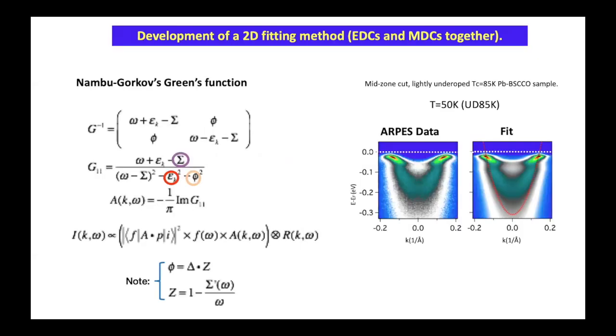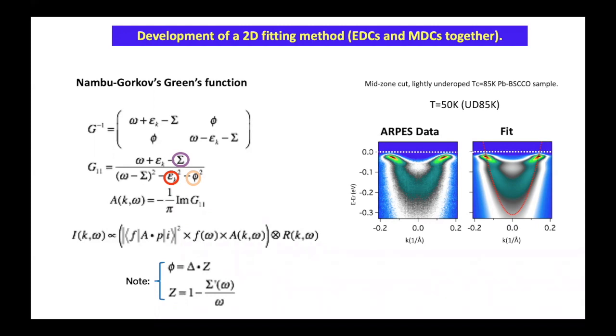Okay, so here's ARPES data. I'll show you more details where this comes from, but this is in the superconducting state on a Tc 85 sample, somewhere in the mid zone. This is the superconducting gap here, and this color scale stuff is the fit to this data. Okay, what goes into the fit? Well, there's a bare band shown in red dots, a parabolic thing, which is here. And basically what we're fitting to is this Nambu-Gorkov Green's function. So here's the bare dispersion, epsilon k. Here's the self-energy. And here's the pairing terms, okay? And in ARPES, we're looking at the spectral function, which is the imaginary part of G11.